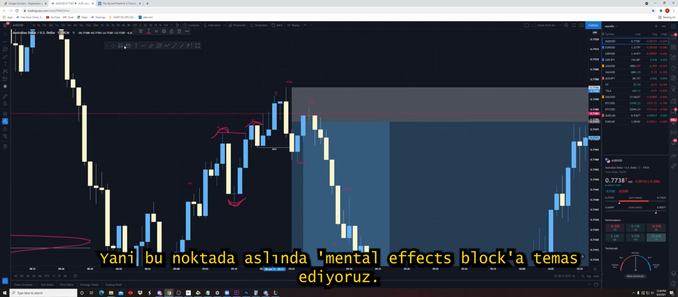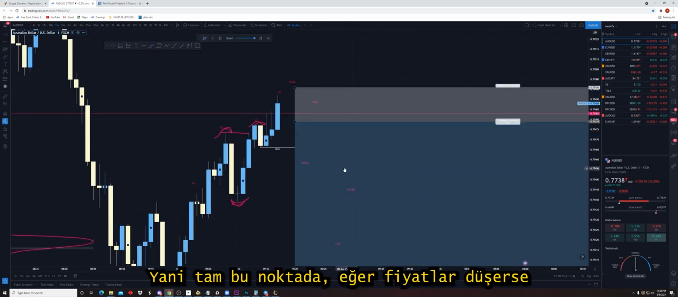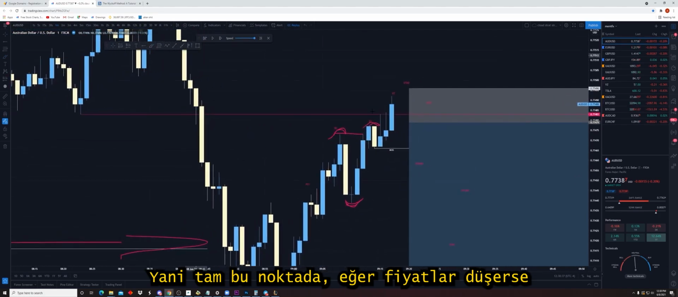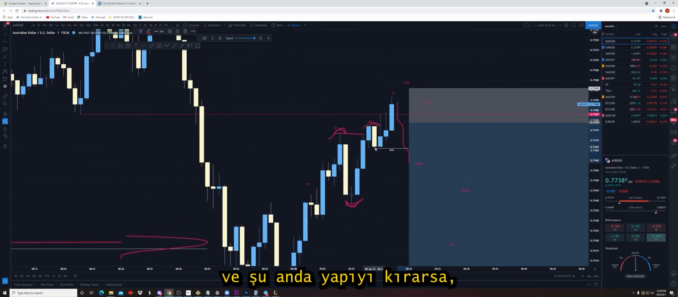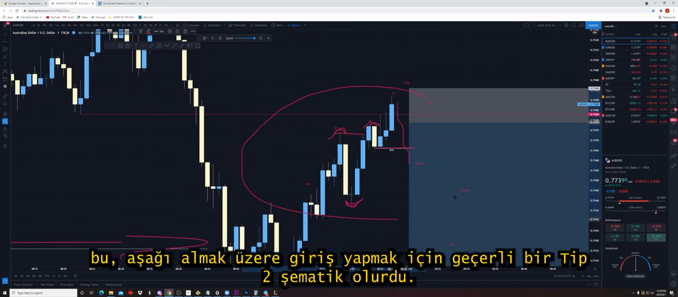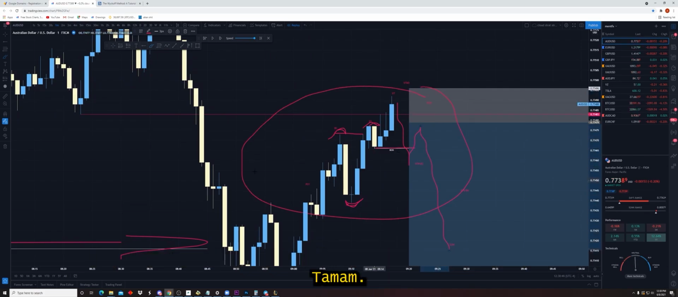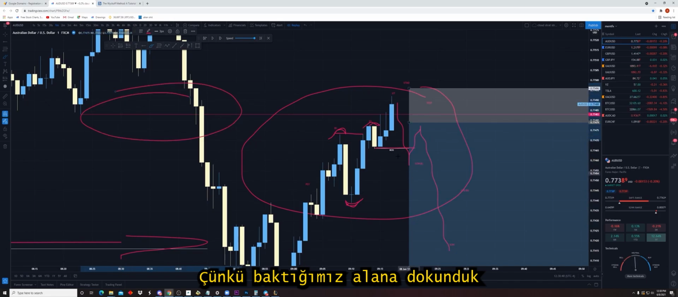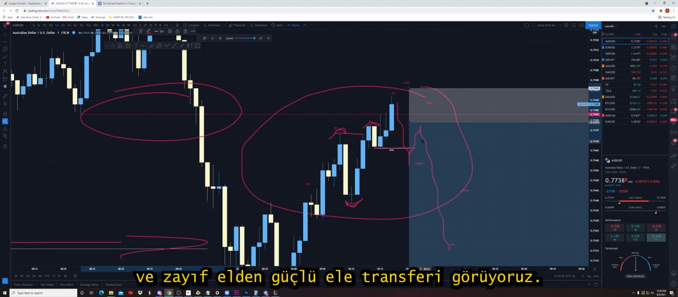The UT comes. So at this point, we are actually tapping the MentFX block, right? So at this specific point already, if price were to fall off and break structure right now, this would be a type 2 valid schematic to take an entry off to take lower, okay? Because we've tapped the area we've been looking at and we are seeing the weak to strong hand transfer.